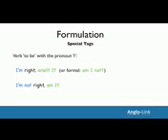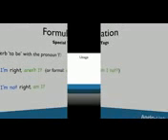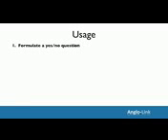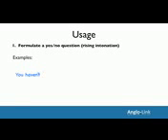Well, that's all for formulation. We can now move on to usage. As I said, the first usage of a question tag is to formulate a simple yes-no question, but in this case you have to use a rising intonation. Let's look at some examples.